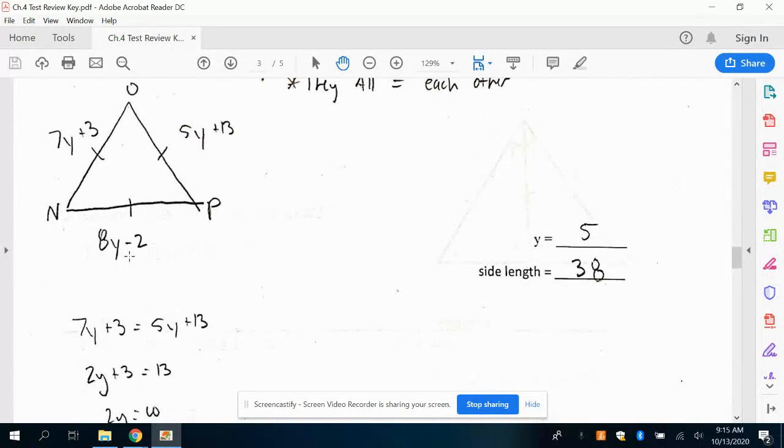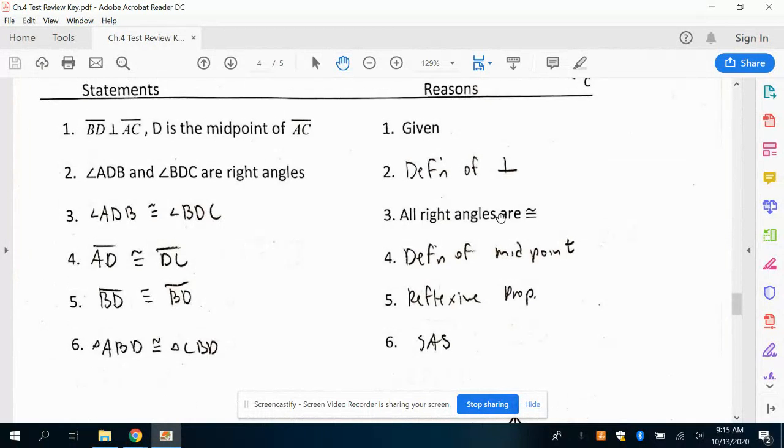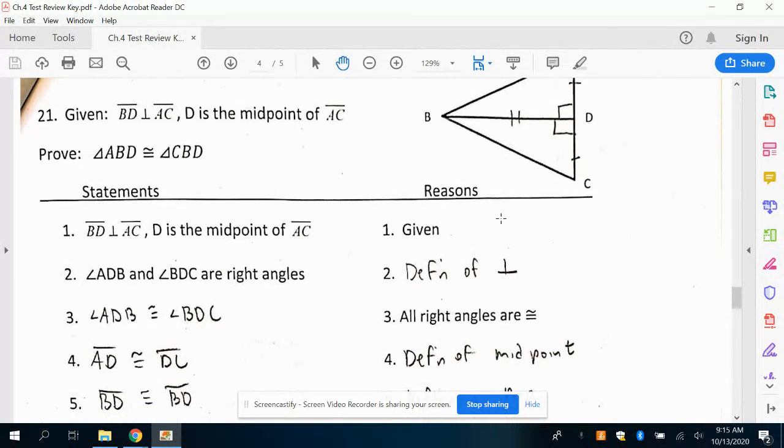You could do 8y minus 2 equals 5y plus 13. Or 8y minus 2 equals 7y plus 3. You can use anything because all the sides are congruent and you'll still get the right answers. Key part for these, draw a picture. It helps. All right, now for our proofs.